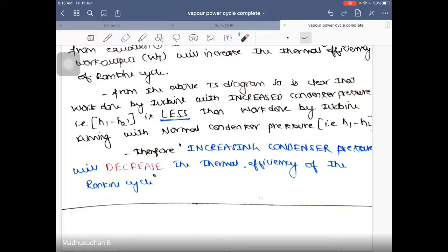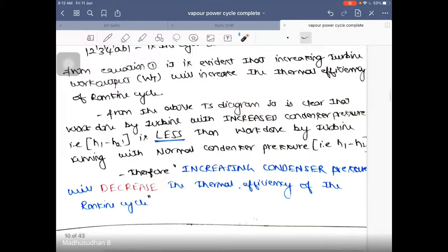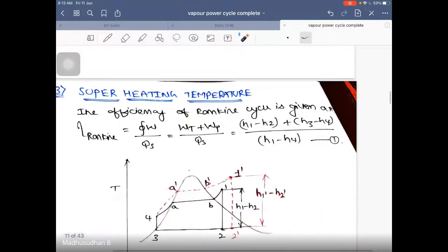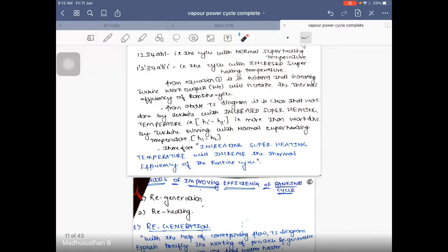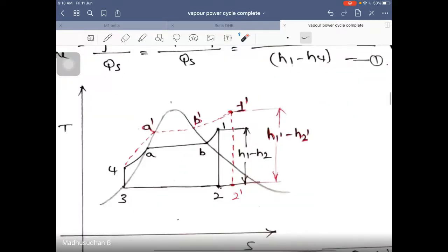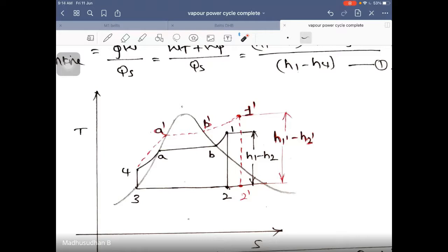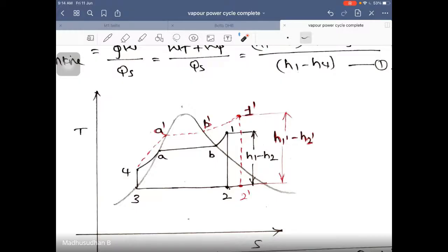Understood? Any doubts here? No, sir. Good. Next, superheating temperature. What do you mean by superheating temperature? Can anyone identify which is the superheating temperature? Whether it is state 1 or state 2? B to 1 is the superheating process.